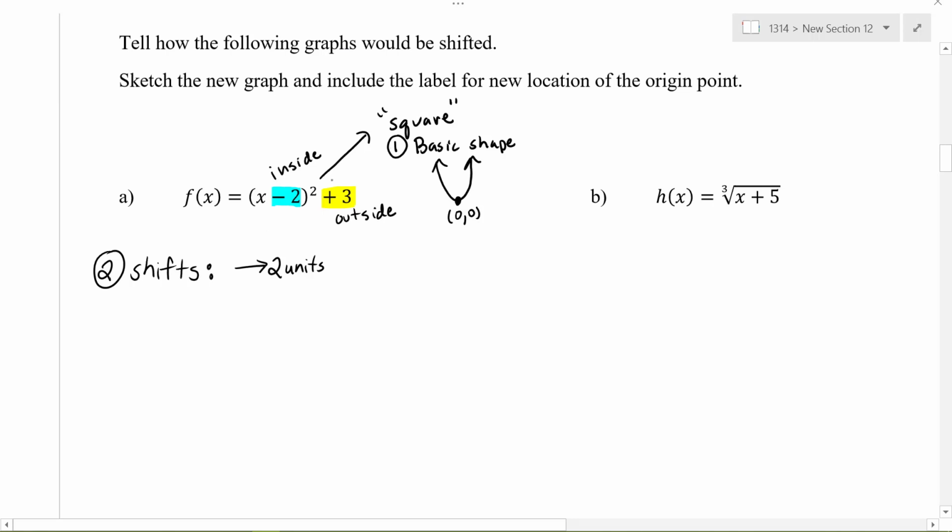Okay, if I add a 3 to the outside of one of our primary functions, that's going to shift our graph either up or down, and if I see a plus, that's going to shift the graph up, in this case 3 units.